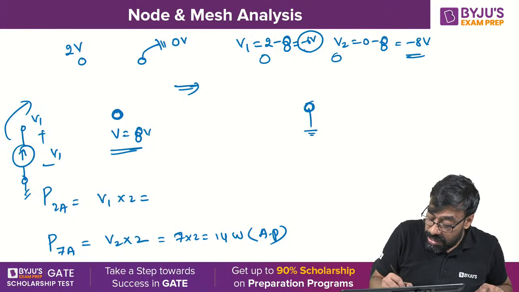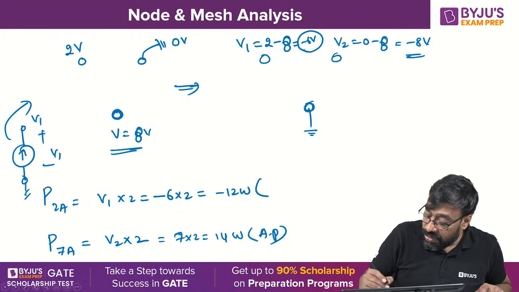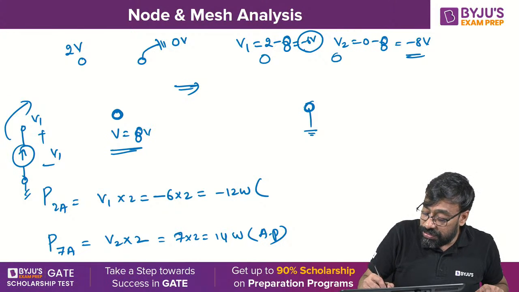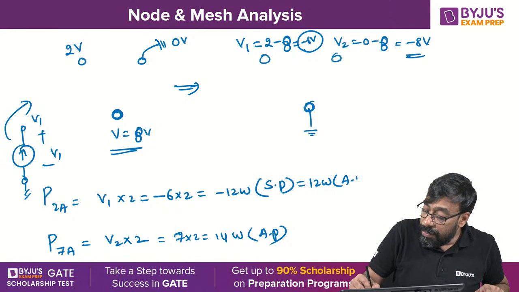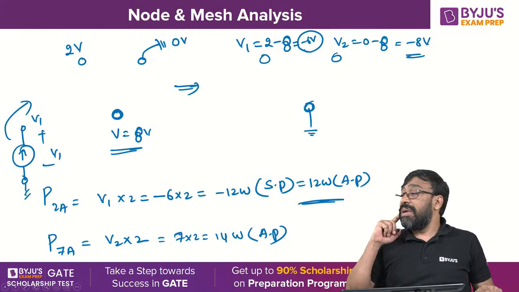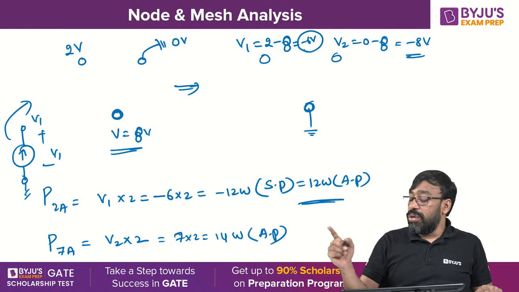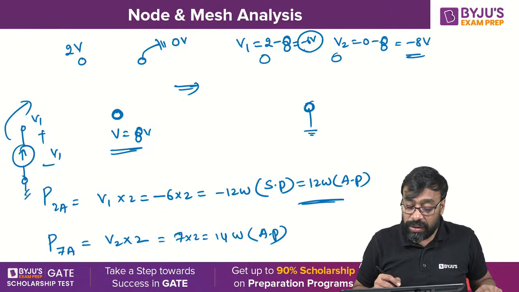Look at this. Minus 6 into 2 is minus 12 watt. Minus 12 watt supplied or absorbed? Minus 12 watts supplied is nothing but 12 watts absorbed. Very good, Chandu. You are correct. I did a mistake here, okay?